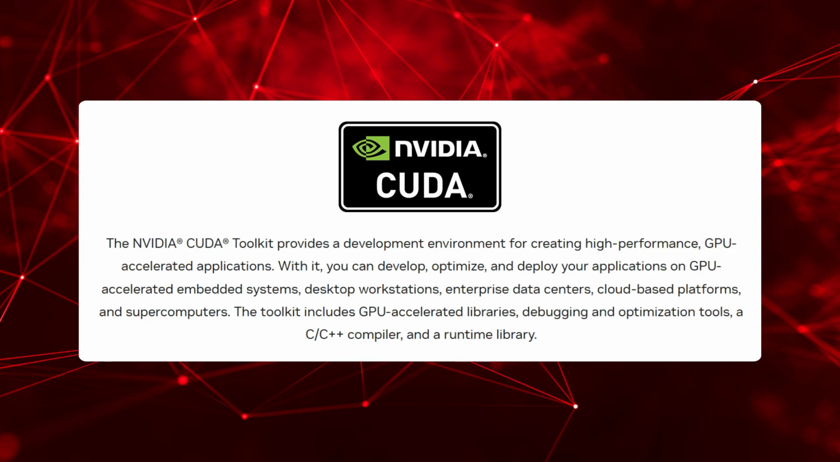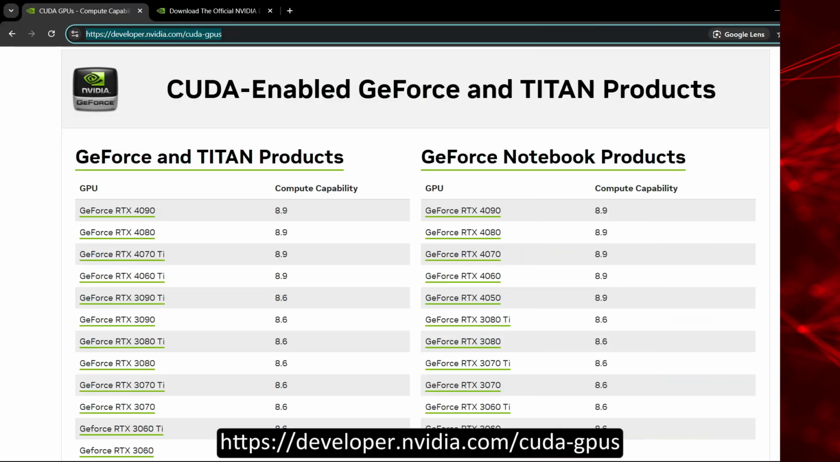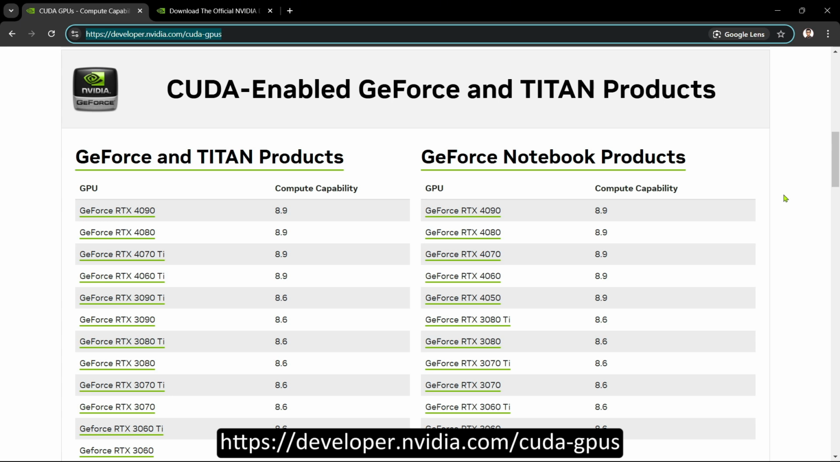CUDA is basically an NVIDIA technology that gives a significant processing speed boost to CUDA capable NVIDIA GPUs. Most newer NVIDIA GPUs are CUDA capable. If you don't know whether your NVIDIA GPU is CUDA capable, then take a look at the official NVIDIA GPU CUDA list. I'll leave the URL link in the description below for you.